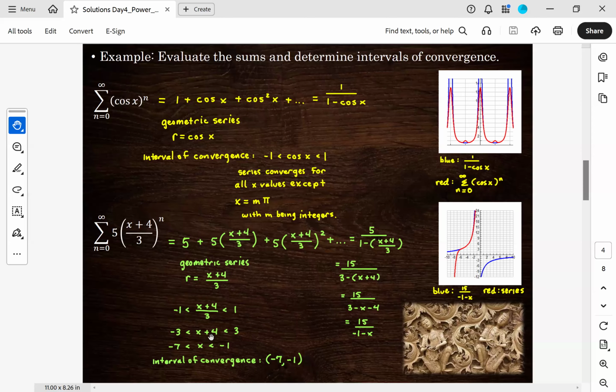And now we're going to solve the inequality, perhaps multiplying everything by 3, and then after that, subtracting 4 everywhere. And we see that our relationship above is going to hold true when x is between -7 and -1, not inclusive. The bounds don't work here. Okay, the bounds, we don't want (x plus 4) over 3 to be equal to 1.